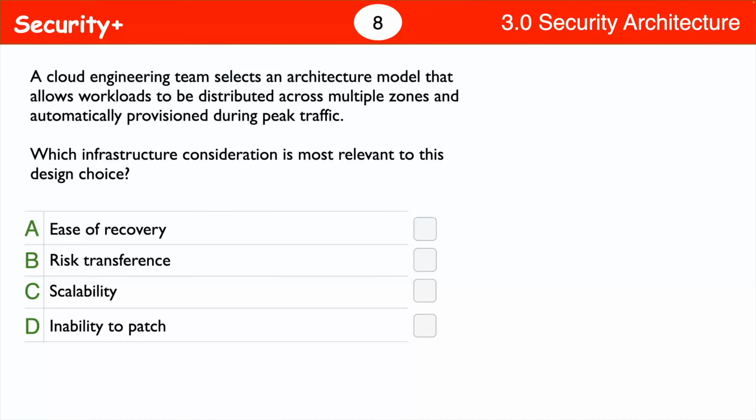Question 8. A cloud engineering team selects an architecture model that allows workloads to be distributed across multiple zones and automatically provisioned during peak traffic. Which infrastructure consideration is most relevant to this design choice? A, ease of recovery, B, risk transference, C, scalability, or D, inability to patch. All right, so the key phrases here are distributed across multiple zones and during peak traffic.